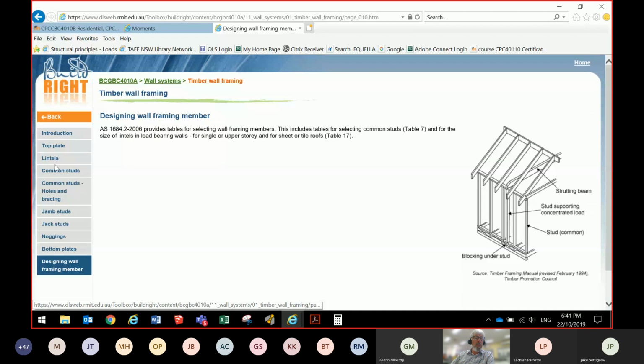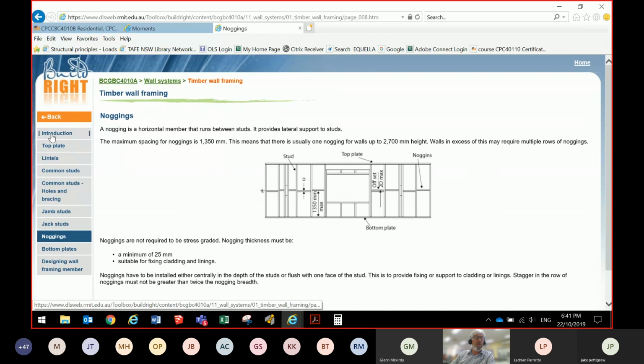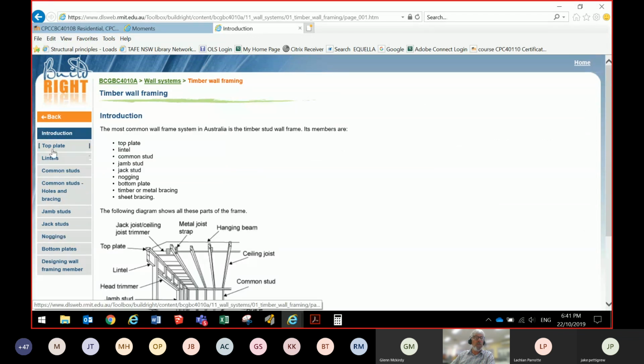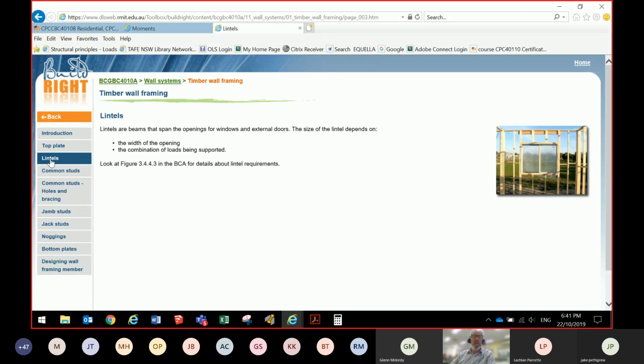What about noggings or bracing? A new change has come out recently for noggings, which I'm not sure if you're on a subscription list or not, but there's a little bit of a change to it. It's not going to affect you that much, but the latest standard will have it in there.